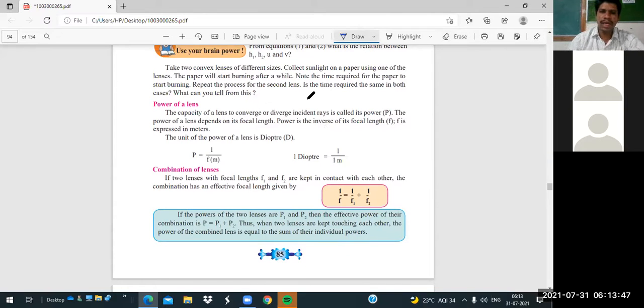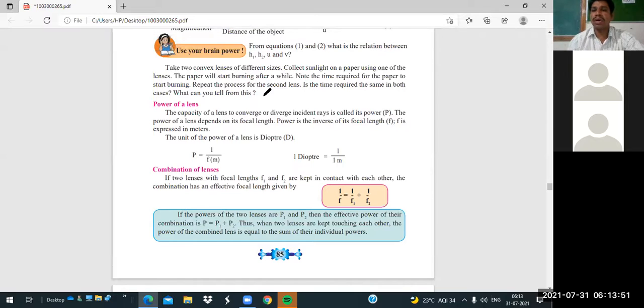When we have to find this, we take the reciprocal of the focal length. For finding the power of any lens, what do we have to take? The focal length of that lens. So you can write P is equal to 1 upon f in meter. We are writing f in meter, and the unit of power is diopter. 1 diopter is equal to 1 upon 1 meter.